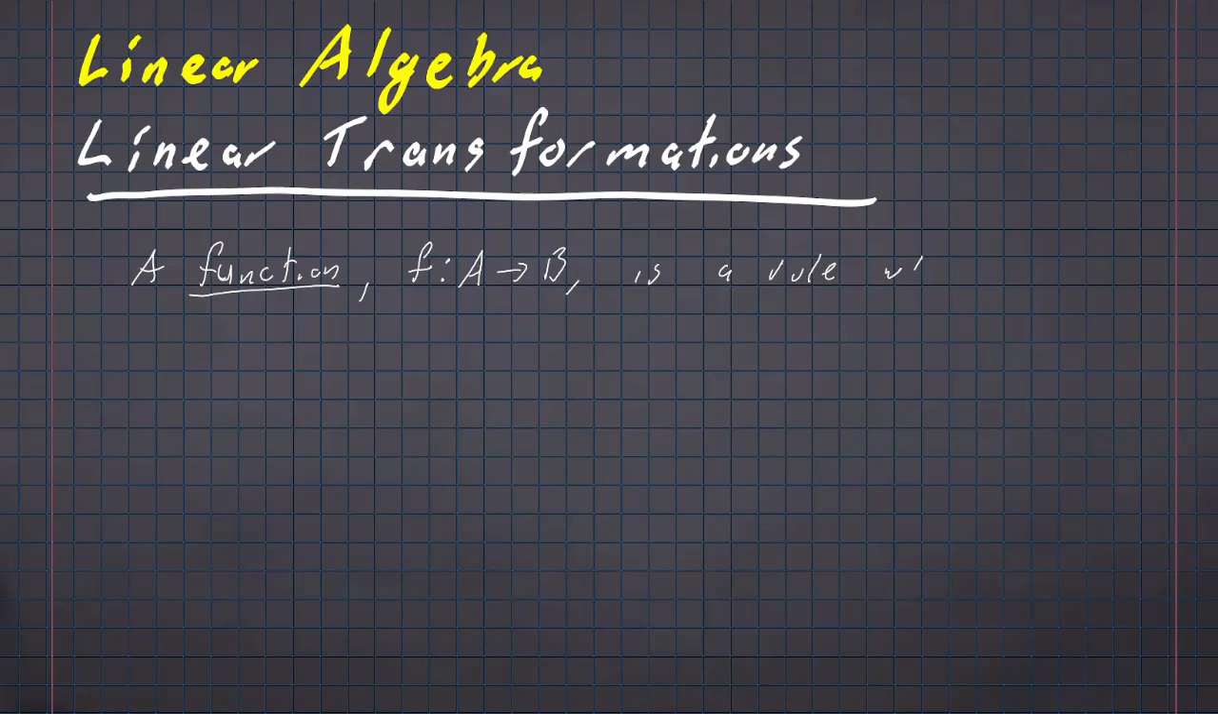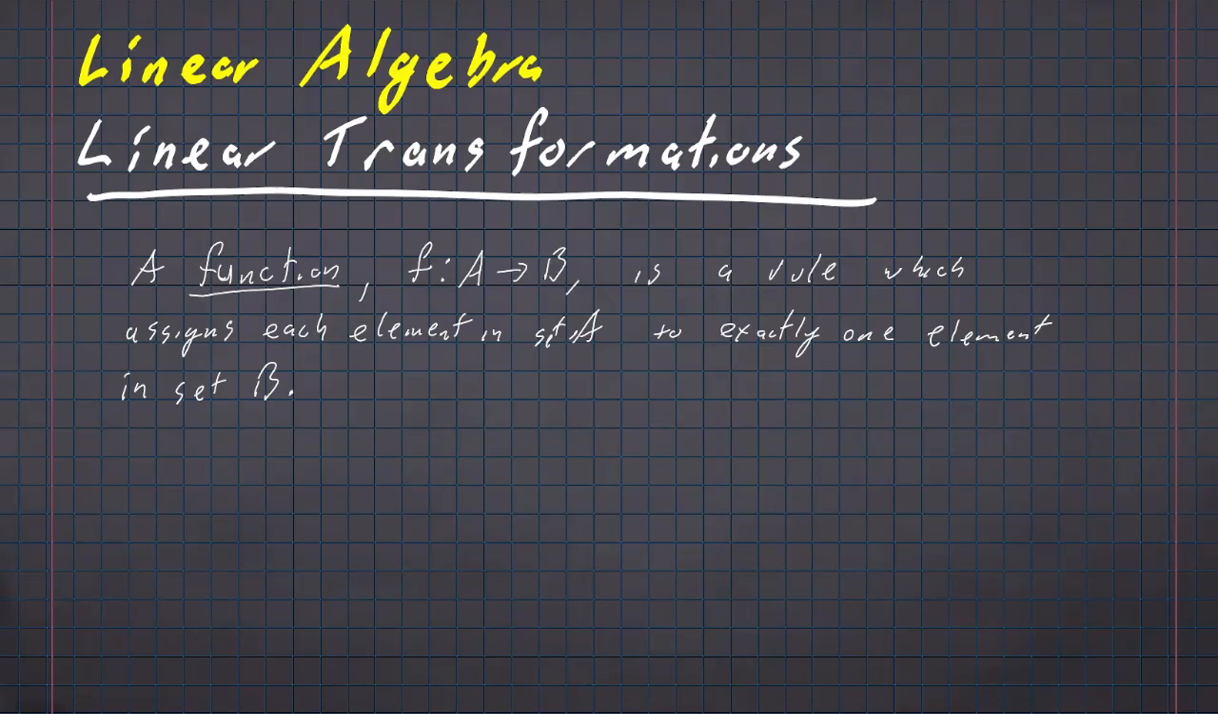And a function is a rule which assigns each element in set A to exactly one element in set B. We call A the domain of the function and B the codomain, which is probably not the word you were expecting to see there.